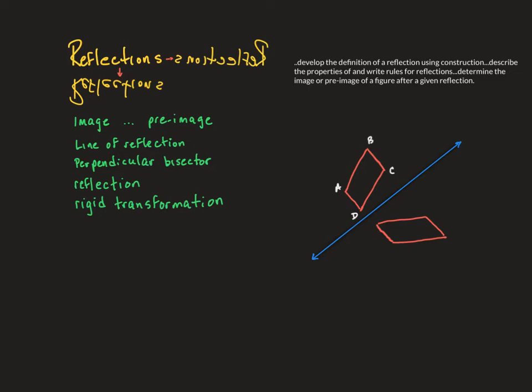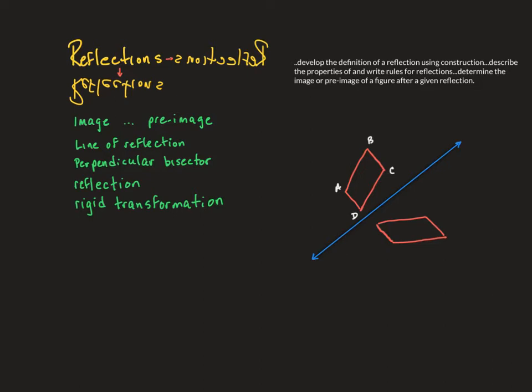As we continue talking about geometric transformations, we're going to discuss reflections. And what we want to be able to do is develop the definition of a reflection using construction, describe the properties of and write rules for reflections, and determine the image or pre-image of a figure after a given reflection. And remember, our pre-image is where we would start, our image is where we end up.